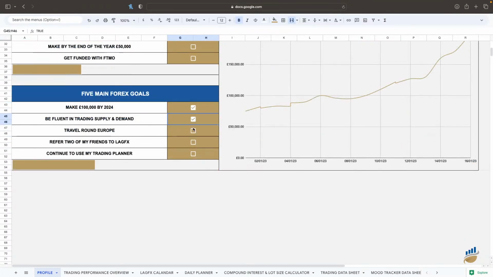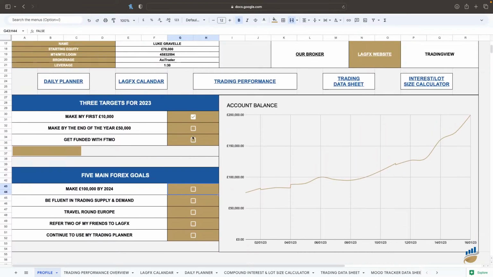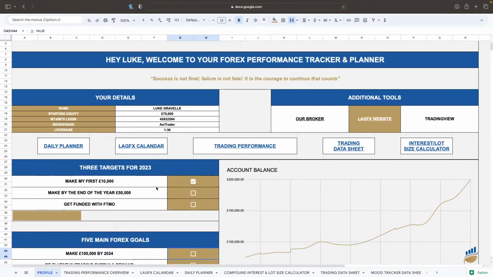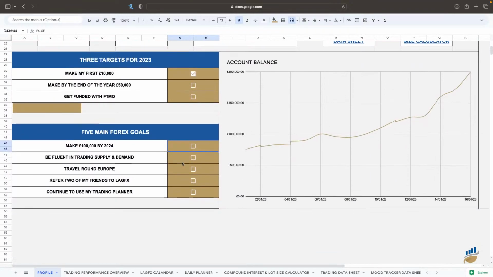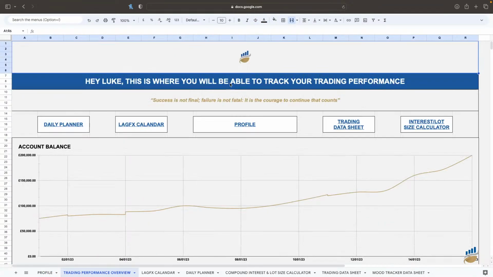Same applies with this one. So you'd set your goals and targets, your 5 main goals, Forex goals, and then your 3 targets for the year. And we would do our best in assisting you to get those things boxed off. Okay. So you have all of your main things on the front page. Then your trading performance overview. Click on this. Takes you to the next page.